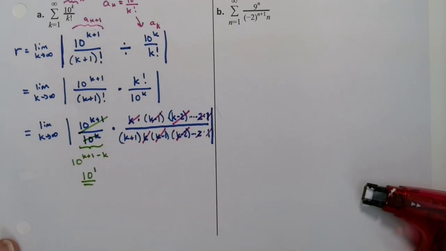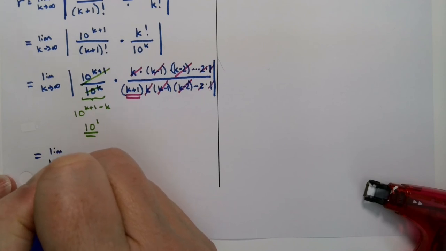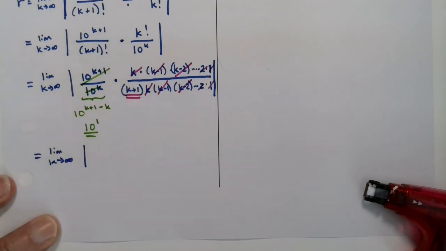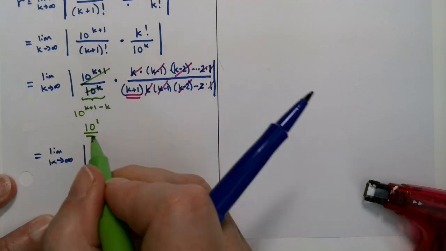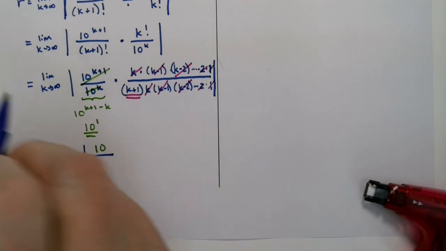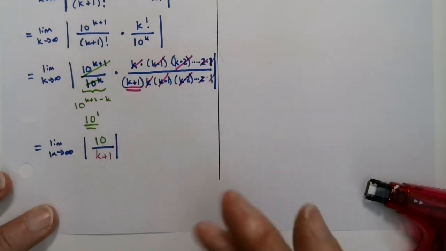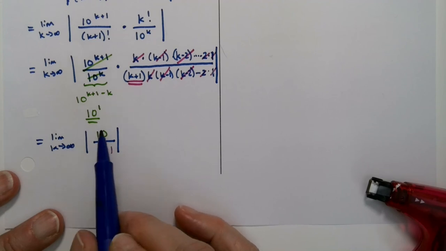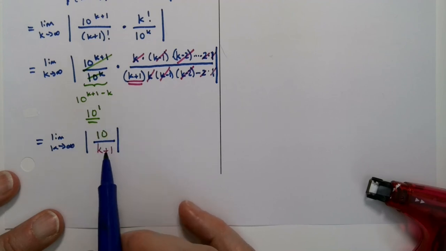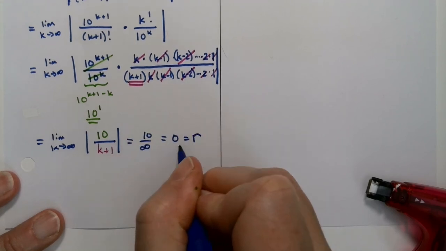So let me rewrite that. So that's the bit you're left with there. So now that would be equal to the limit as k goes to infinity of, left in the numerator is 10. This is 10 over 1. The bigger part is on the denominator. So it's 10 divided by k plus 1. But we learned a long time ago that the limit of 10 over infinity, any number over infinity, is 0. That's your r value.